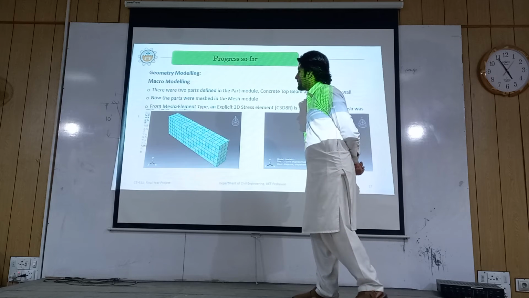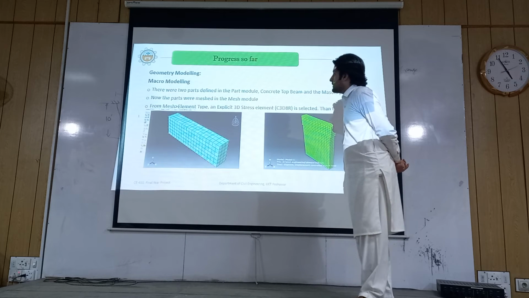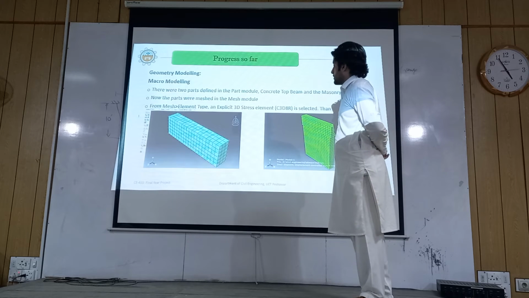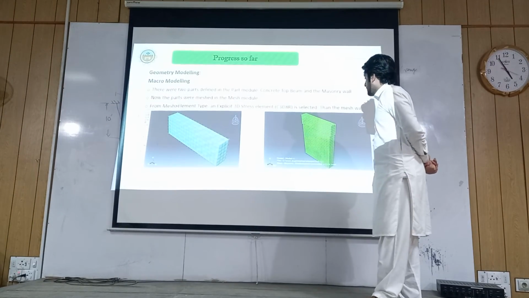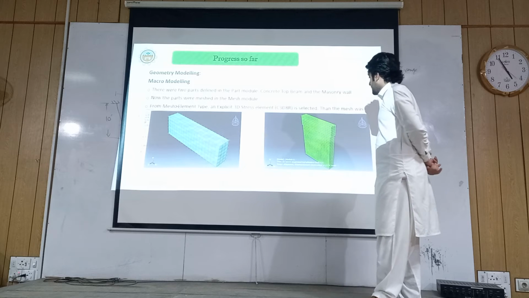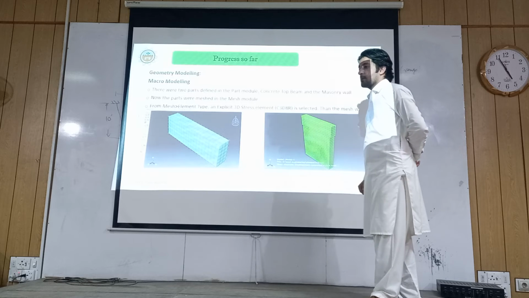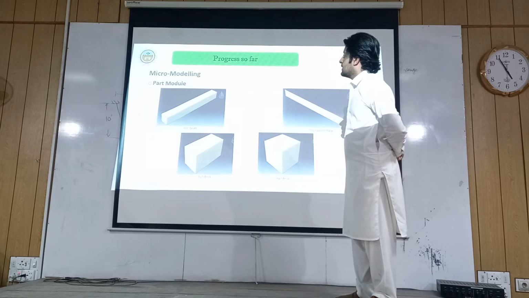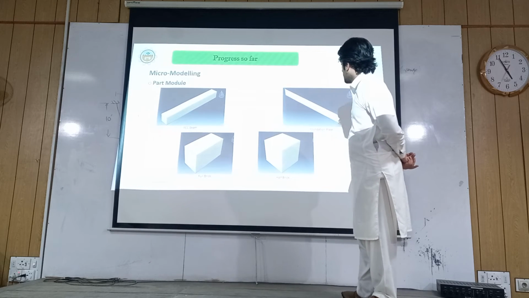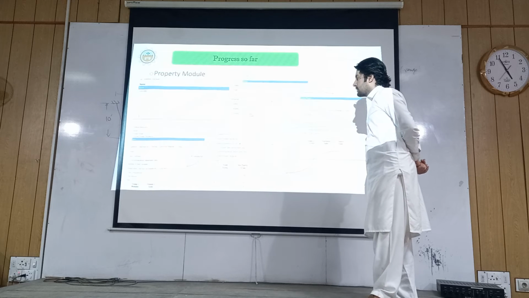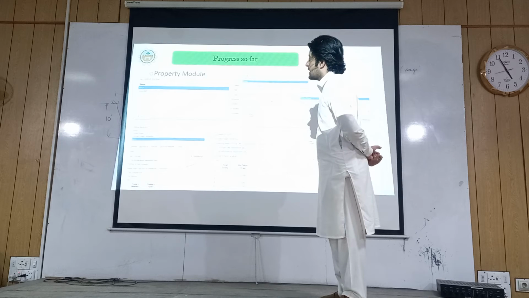For the geometry of the modeling, we have modeled this element by two different elements. First is the beam, and the second part is the wall, which are both joined homogeneously. This is a second model, which is micro modeling, in which four parts are defined: first is the RCC beam, the foundation plate, and the half brick and full brick. In the property module, there are two properties: the brick properties and the concrete.